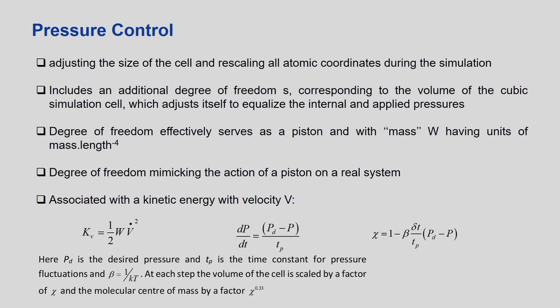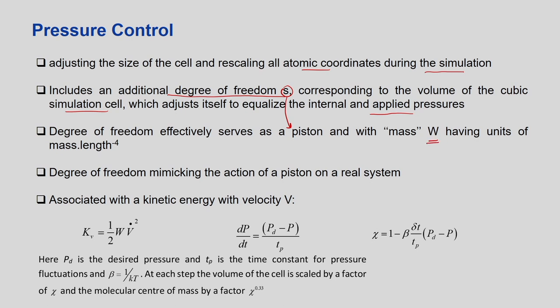Now, pressure. That was NVT, now NPT: how do you control pressure? You adjust the size of the cell, because if you want to adjust pressure, you have to adjust volume. So, you have to rescale the atomic coordinates of the periodic cell. It will include an additional degree of freedom S corresponding to the volume of the cubical simulation cell, which will adjust itself to equalize the internal and applied pressure. So, the degree of freedom effectively serves as a piston. Here, this S is nothing but a piston.